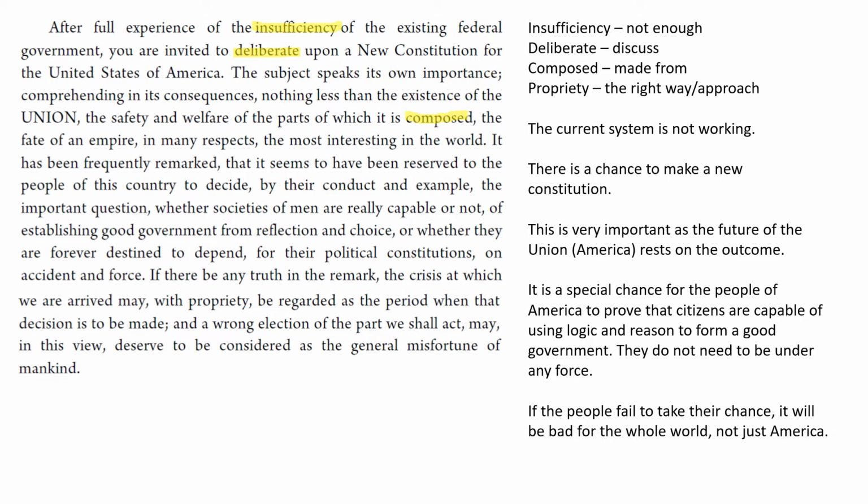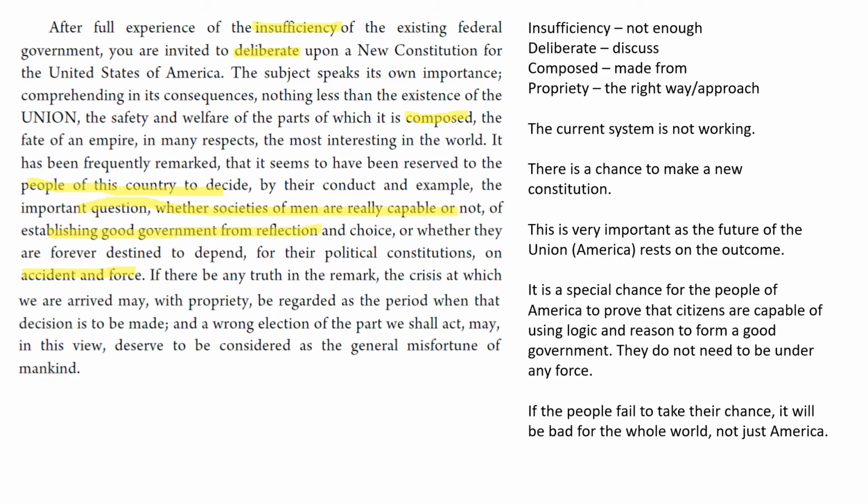It has been frequently remarked that it seems to have been reserved to the people of this country to decide, by their conduct and example, the important question whether societies of men are really capable or not of establishing good government. So it says it has been left to the people of America to decide how America will govern itself. And the question is, can people really determine what is a good government or not? Or whether they will forever be destined to depend for their political constitutions on accident and force. Can people use reason and logic to decide what is best for their country, or will they have to depend on force?